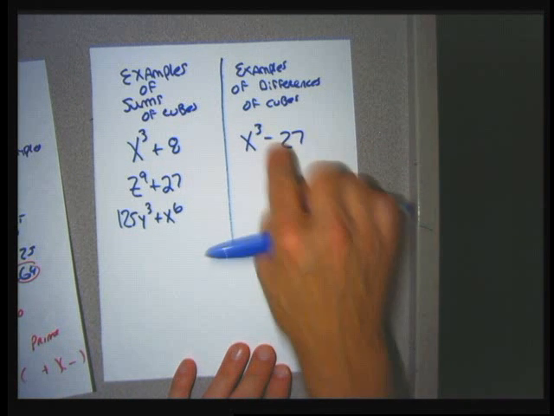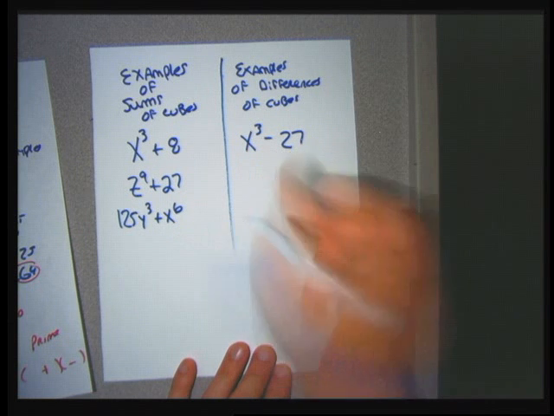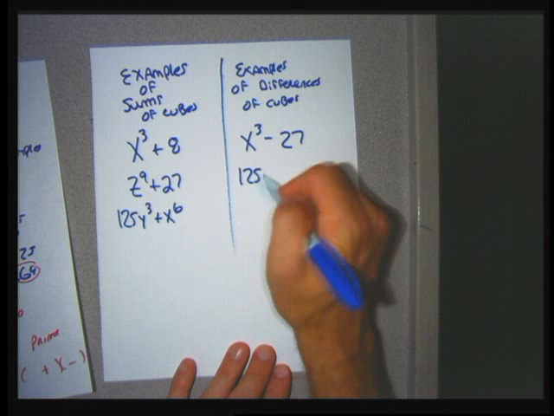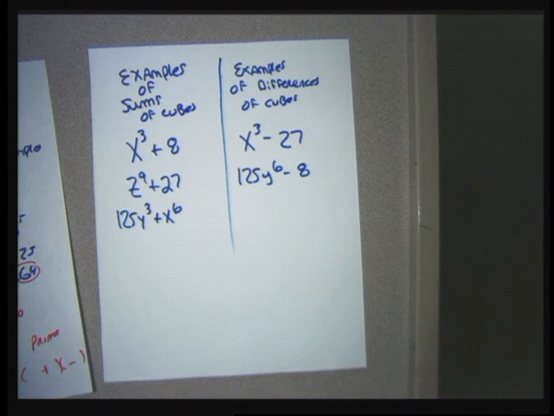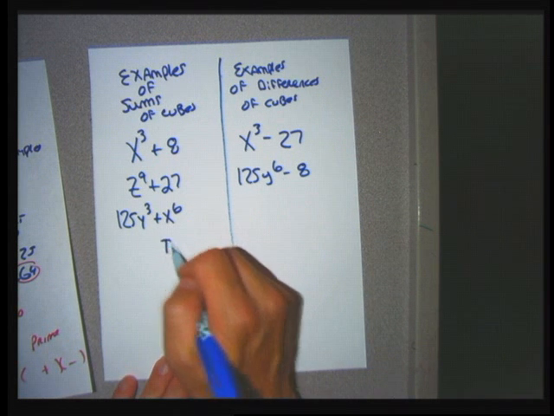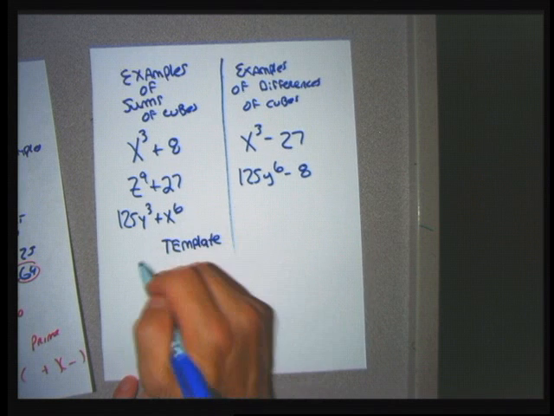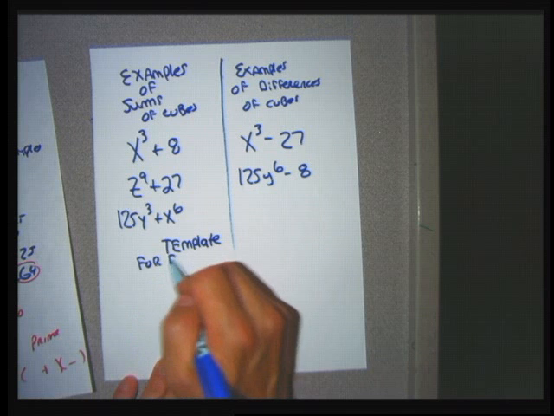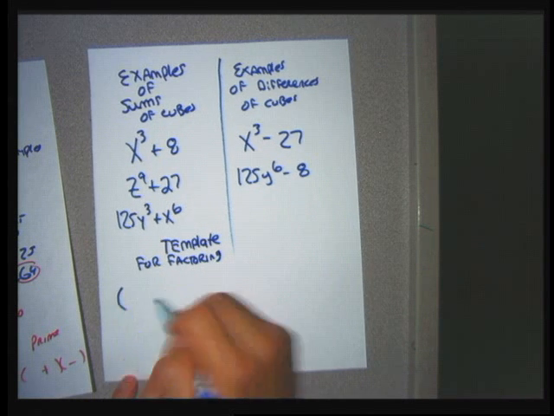Fits my rule, has a minus sign between two terms, exponent's a multiple of 3, numbers a perfect cube. Maybe 125 y to the 6th minus 8. That would also be a difference of cubes. They both factor, and they factor in a kind of awkward way. I'll say this. This is my template for factoring sums of cubes. And again, I'll have to get into the lecture for this to make sense. I'll write this template down.